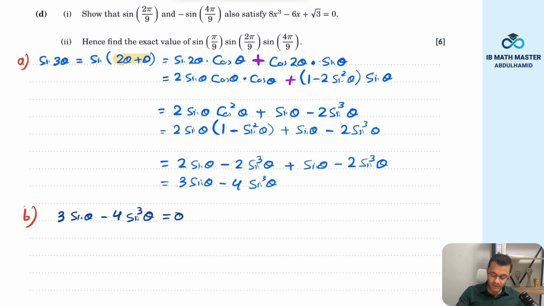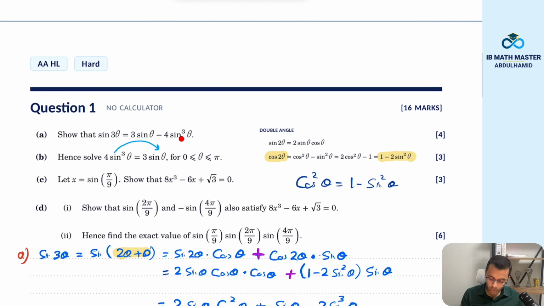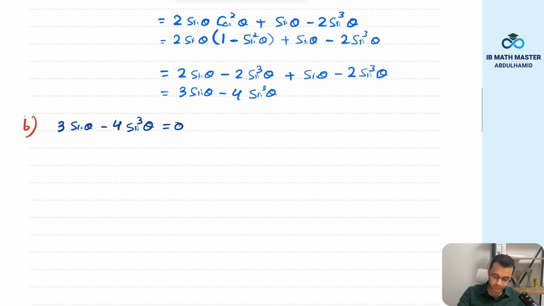But of course, it's very hard or long to solve this. Instead, smartly, we'll use part A. We will replace all of this by sine 3 theta as we proved. So here, this will be replaced by sine 3 theta equals 0, which is now very simple.